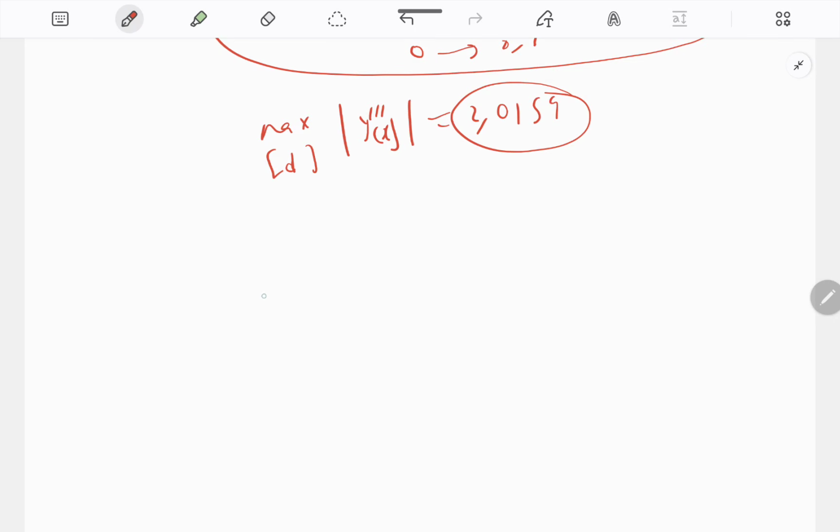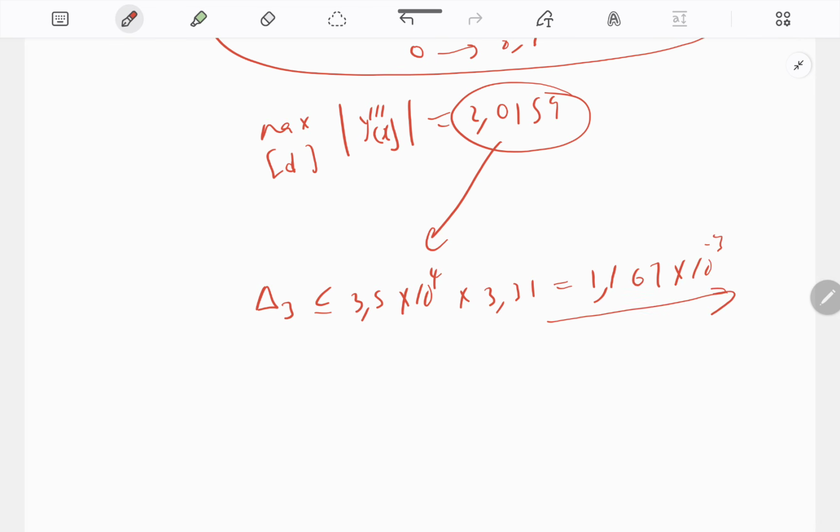I'll end up having my global error equal to 3.5 times 10^-4 multiplied by 3.3. The reason why this number is not the same as this is that remember there's still h and so on that will multiply and make it that. I'm just trying to make the video short and end in 15 minutes hopefully. Then I'm going to get 1.167 times 10^-3. So that's my upper bound of the global error. That means the error cannot be above this. We can't make more error than this number.